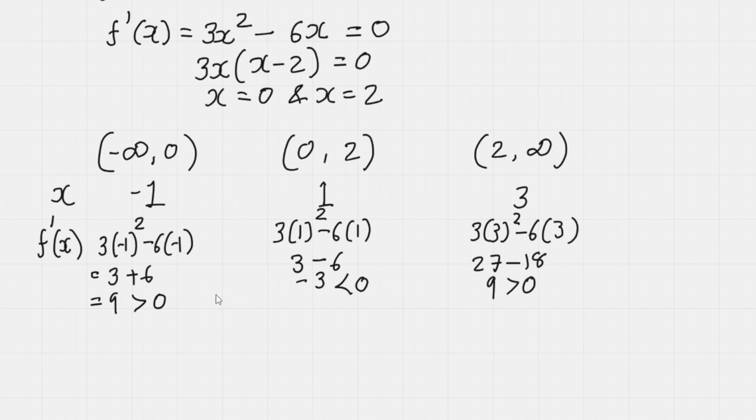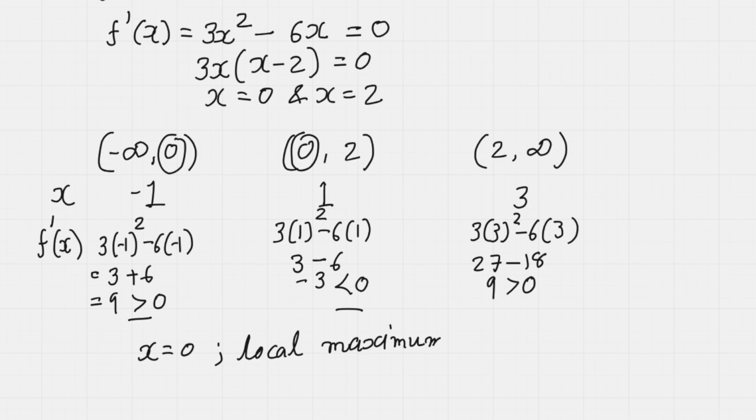So we can see that here the sign changes from positive to negative. Okay, so at the point x is equal to 0 we will have a local maximum. From positive to negative, so local maximum. I will show you why it is a local maximum using a graph later on. And between the last two intervals, the sign changes from negative to positive. So at this point we will have a local minimum. So at x is equal to 2 we have a local minimum.